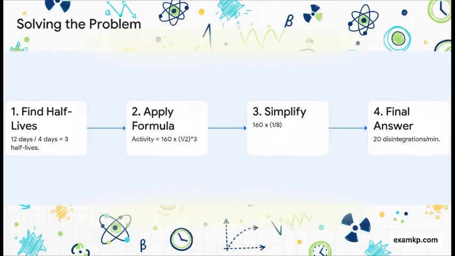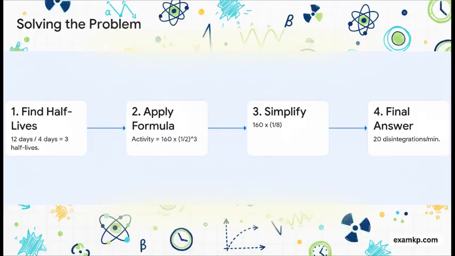First step, figure out how many half-lives have actually happened. We take the total time, 12 days, and divide it by the half-life of 4 days. That gives us 3. So 3 half-lives have passed. Now we plug that into our formula. We take the initial 160 and multiply it by 1/2 to the power of 3. Well, 1/2 cubed is just 1/8. So 1/8 of 160 is 20.